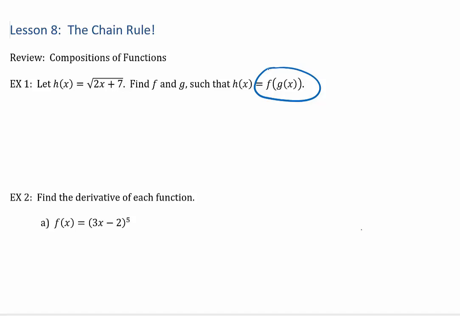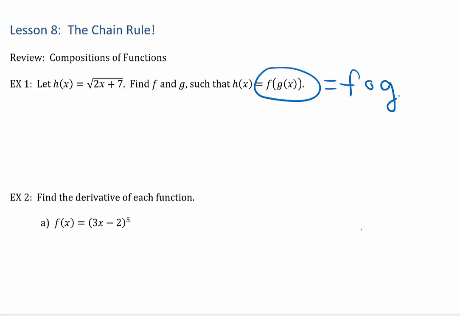So one type of notation used for a composition is f of g of x. Another notation that you might have seen in the past would be f with a circle. It means the exact same thing, f composed with g. So let's do an example.